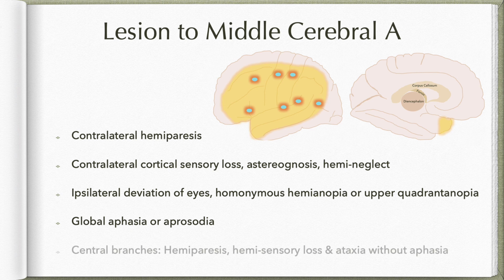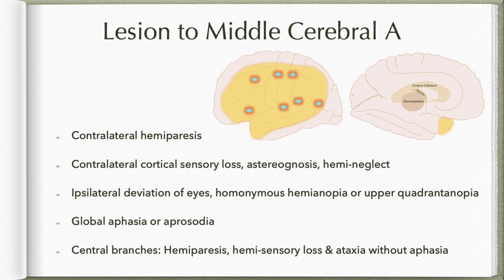Then, because of the involvement of central branches, the internal capsule will be involved here, plus the corticopontocerebellar fibers will be involved. That will result in hemiparesis, hemisensory loss, as well as ataxia. All of them will be on the same side, that is, on the contralateral side.